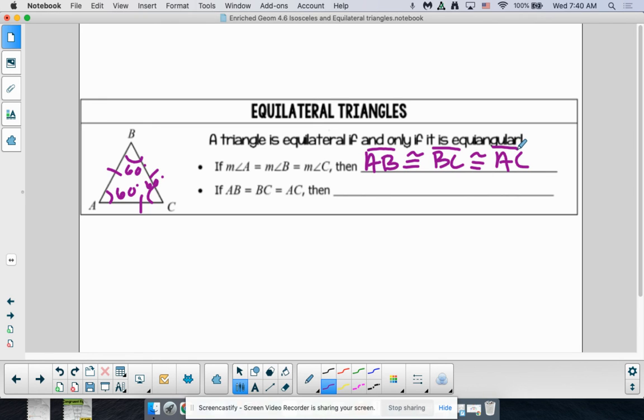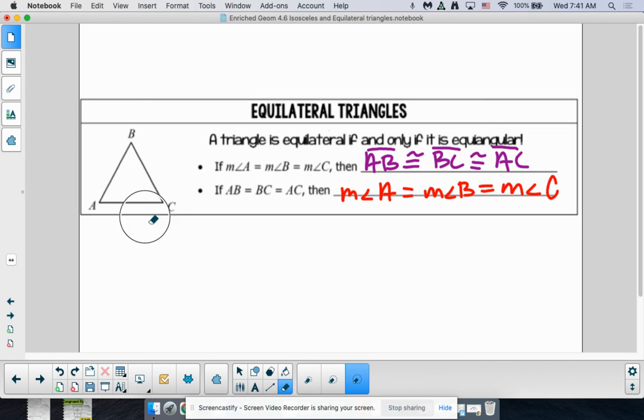Or we could go the other way. If AB equals BC equals AC, then we would know that the measure of angle A equals the measure of angle B equals the measure of angle C. Okay, and as a formality, you guys already know that. We already know all of our sides are congruent and all of our angles are the same. And again, they're all 60 degrees.